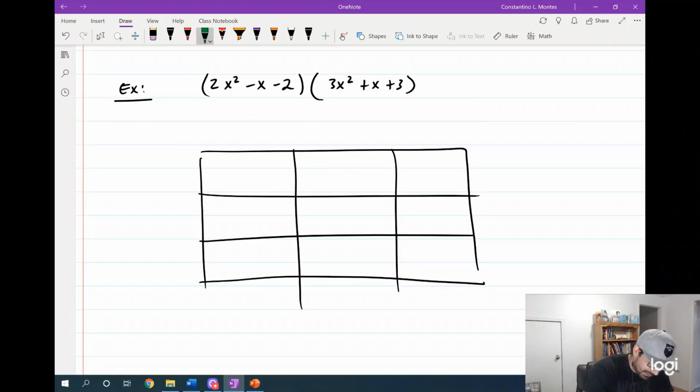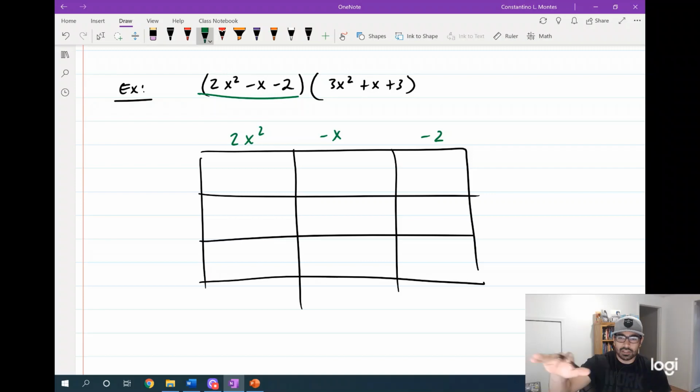All right. So 2x squared minus x minus 2, all the way across the top. Down the bottom, I'm going to have 3x squared, positive x, and then positive 3. I don't have to include the plus there, but if it helps you out, just go ahead and do that. So let's start.